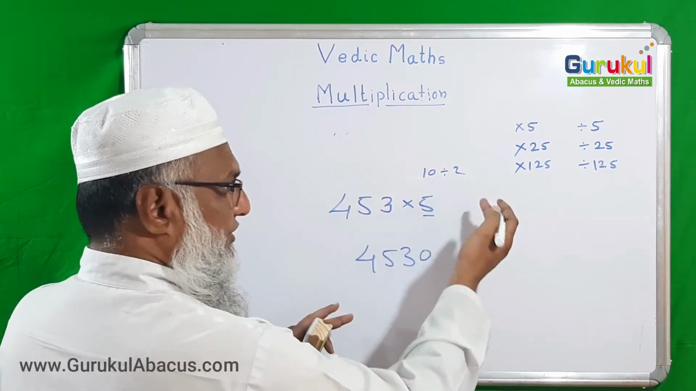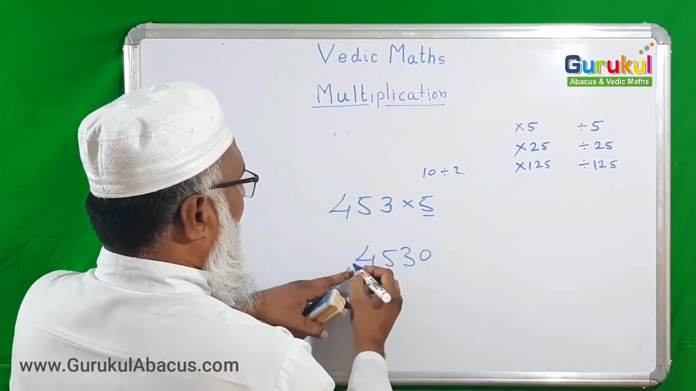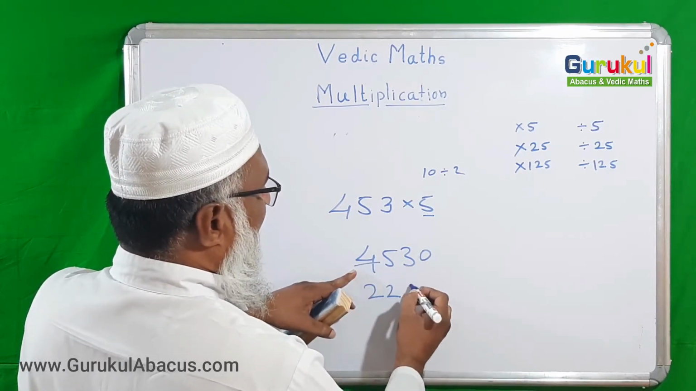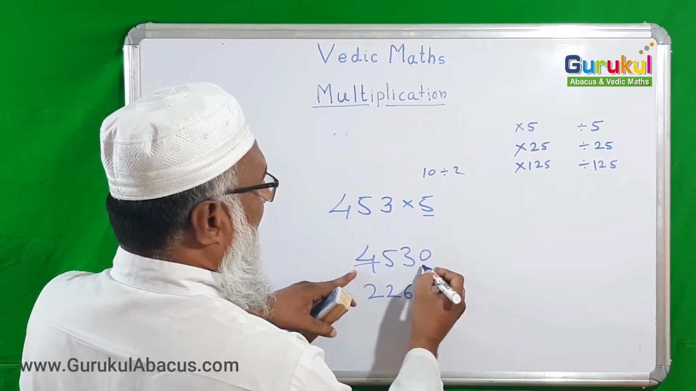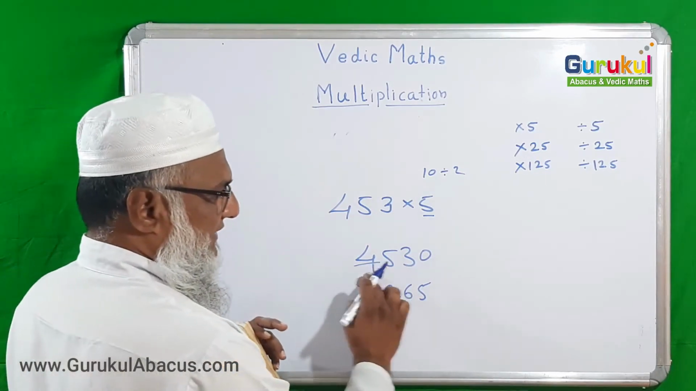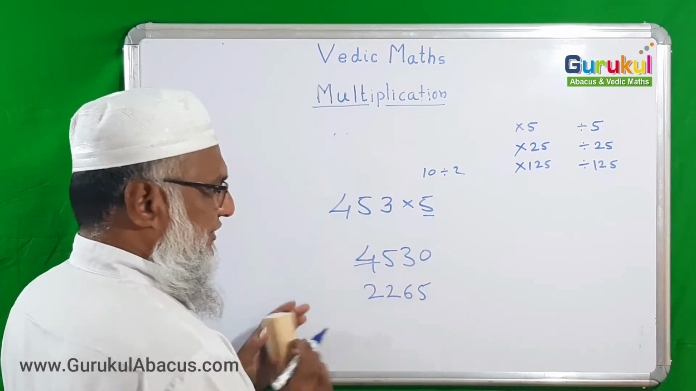Now division by 2 is easy for me. So let us divide. 2 2s are 4, 2 2s are 4, 2 6s are 12, 1 carry over, and 2 5s are 10. This is my answer. I just divided this number by 2. You got it just now.